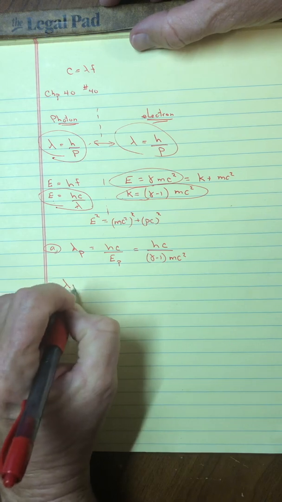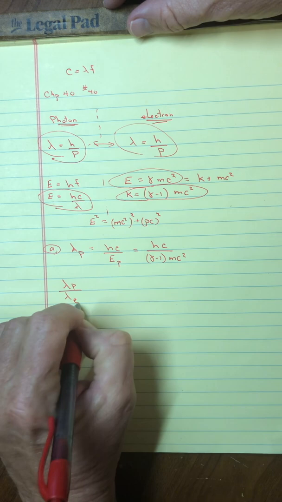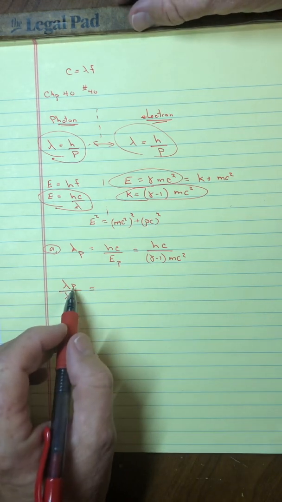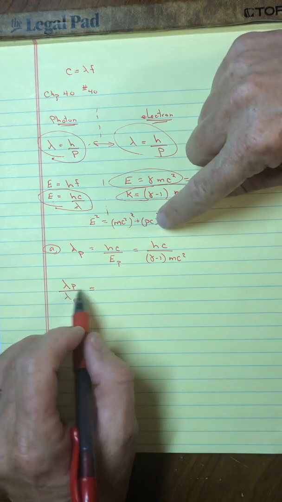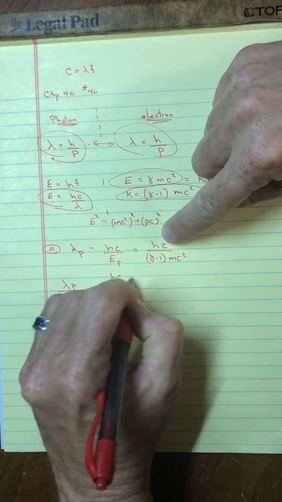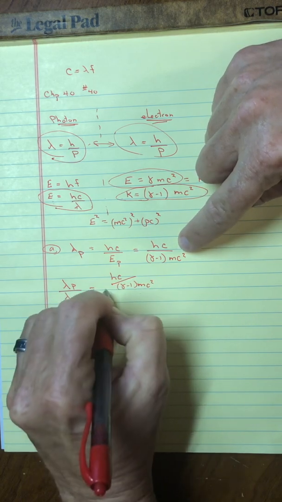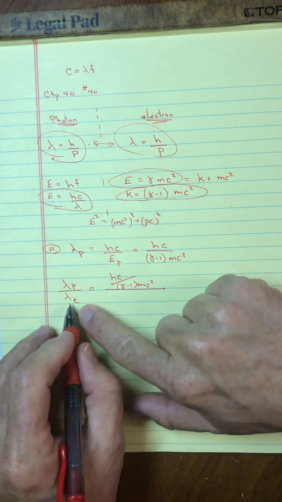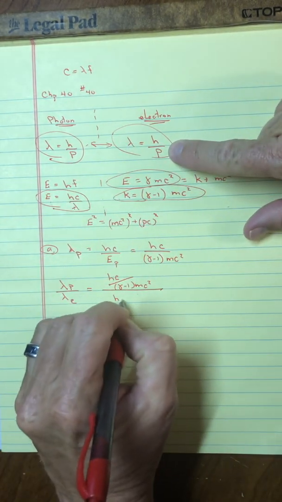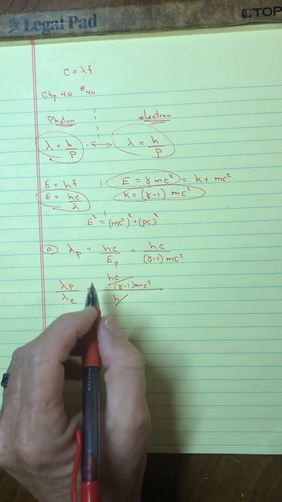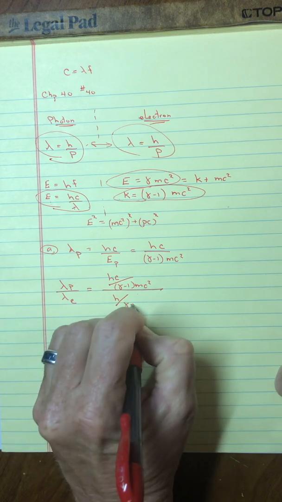Okay, so now if I want to do this quotient that they ask for, the wavelength of the photon compared to the wavelength of the electron. So I'll use the E for the electron. So the wavelength of the photon we just did, it's hc over gamma minus 1 mc squared. And now when I say, well, what is the wavelength of the electron, I would have this, which would be h over, and I've got p here, but let me just replace that with gamma mu.